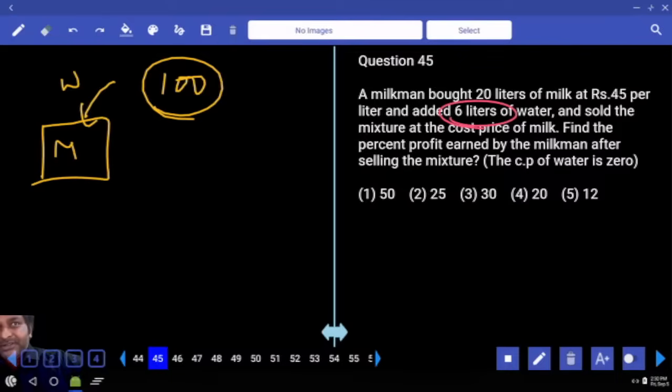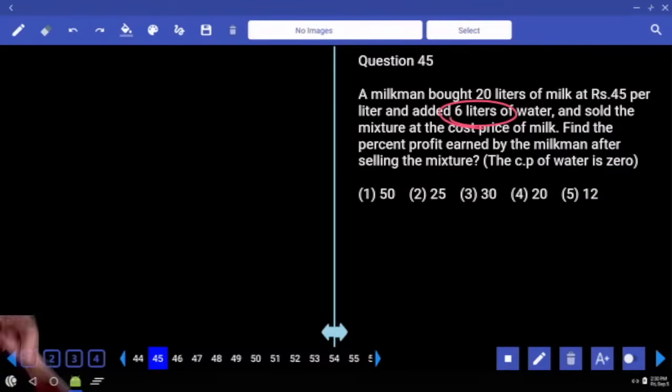Now in the same example, assume 50% profit. 1 liter you purchased, 100 rupees. By selling it, how much you need to get? 150. That means how much quantity you need to sell? 1.5 liter. So half liter added to 1 liter, which is 50% only. Yes or no?